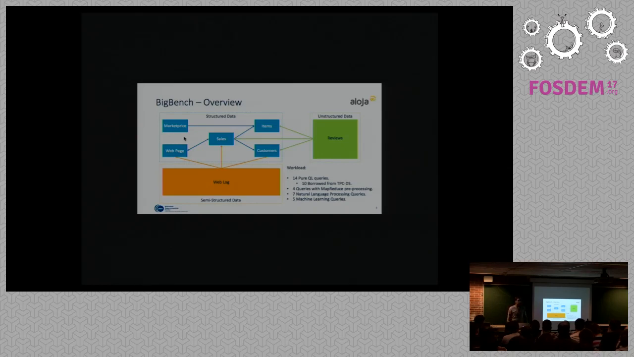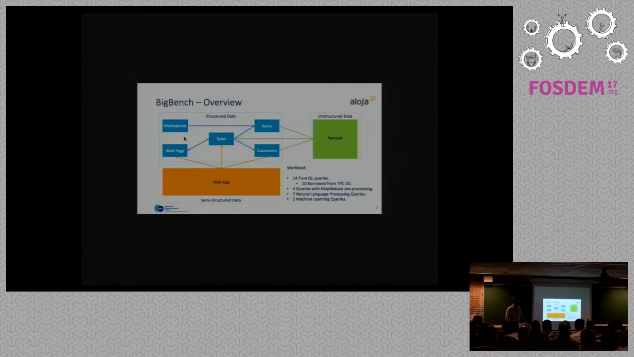So BigBench is emulating a store that is selling items, both physically and via web page. And for that reason, it provides this data structure. First, we have the structured data, which is the one we're used to, easily indexed and recoverable. And we add two more: the web log, which contains the click streams of every user navigating through the web page, and the reviews of the users that actually have bought an item and want to make a review.